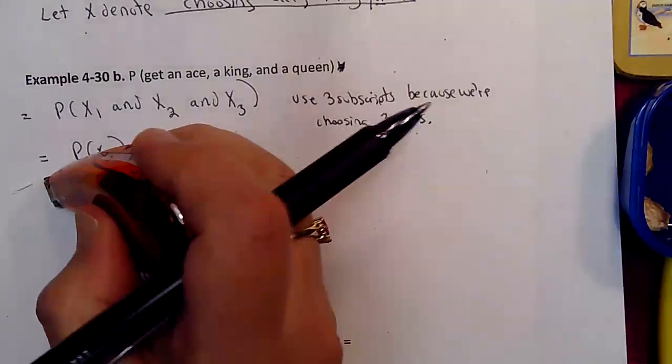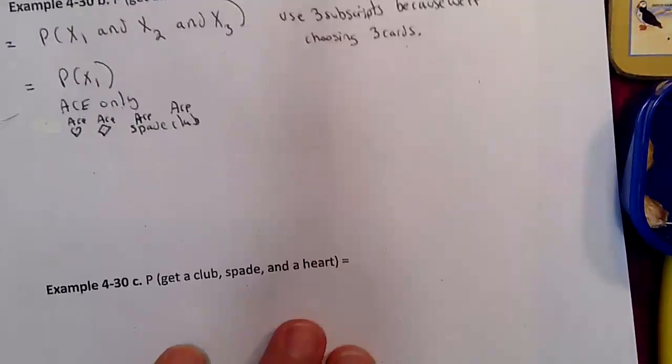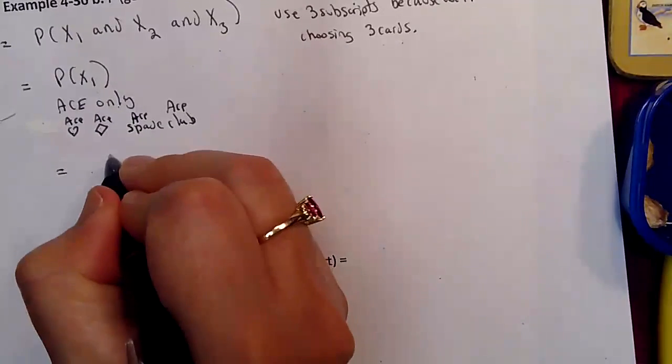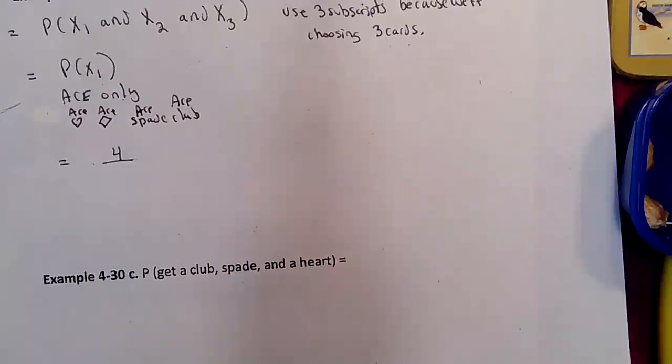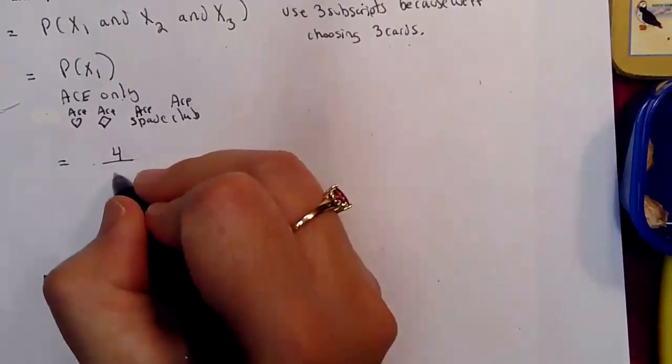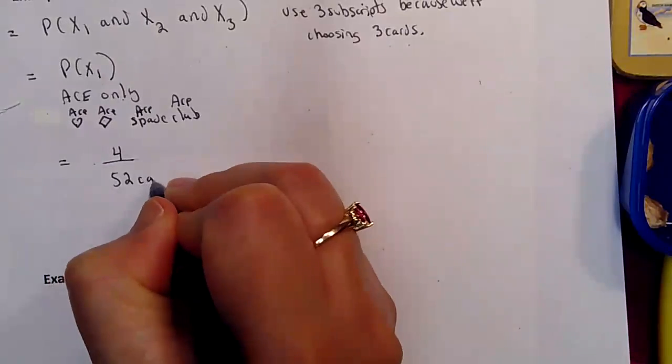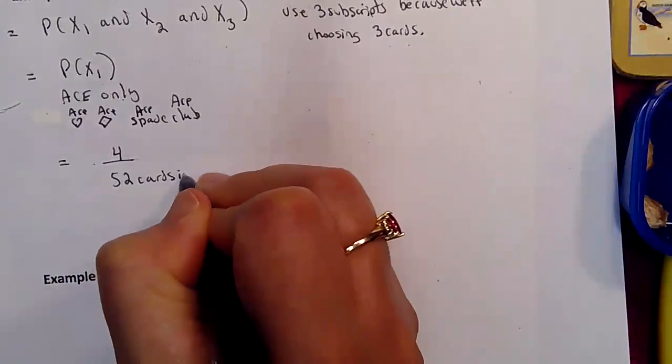But that means you've got 4. So here your numerator is going to be 4 to choose from. Any of these can go, any of these 4. So you've got 4 to choose from. And then your denominator is 52 because there's 52 cards in a deck of cards.